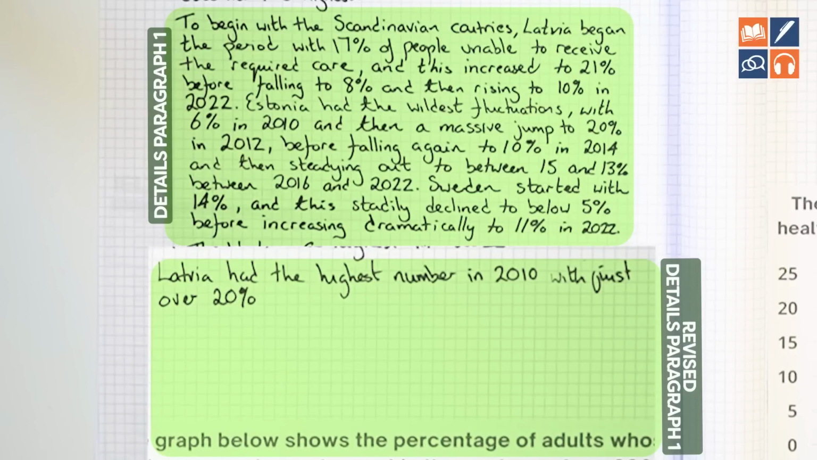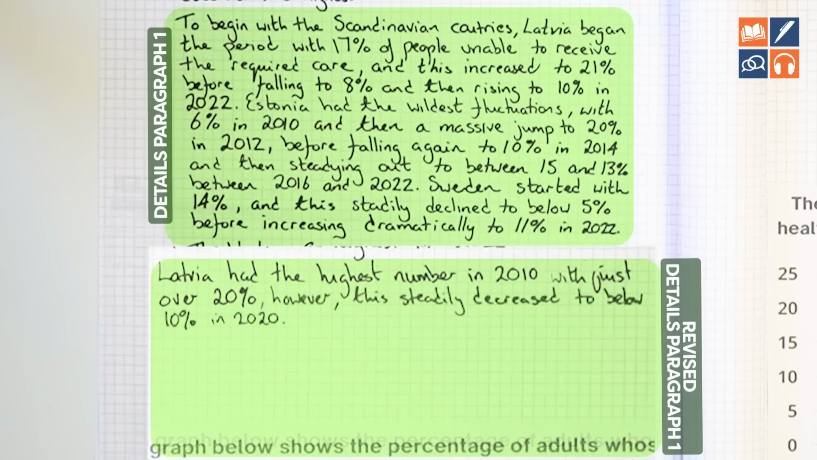So we're writing about fluctuations, so we need to continue and write about that fluctuation that Latvia had. So what happened in 2010? Well, it steadily went down. So we want to describe that. However, this steadily decreased to below 10% in 2020. 2020, it gets to below 10%. So again, this student is selecting things to write about rather than writing about everything, and it's more accurate.